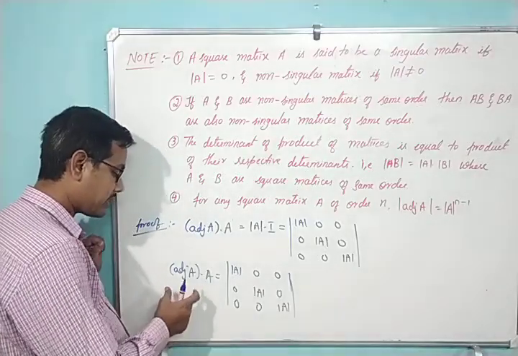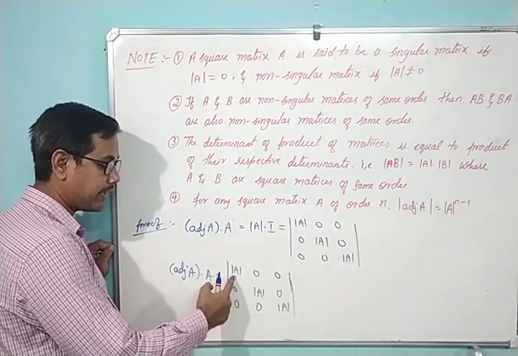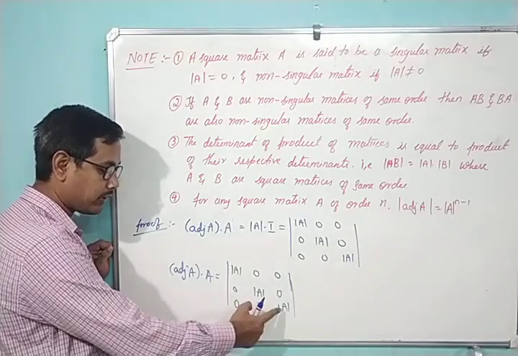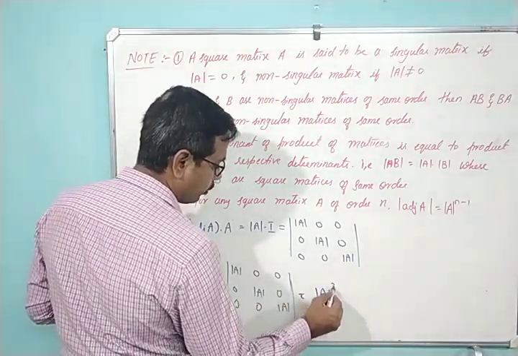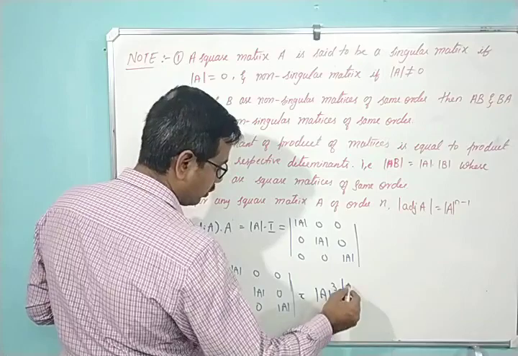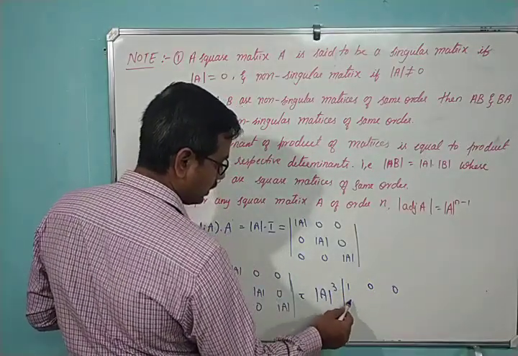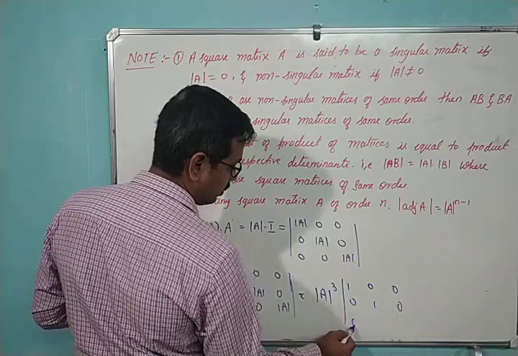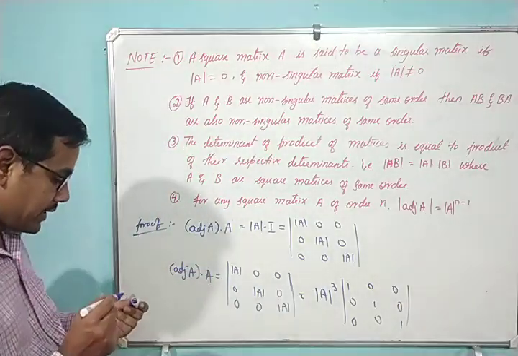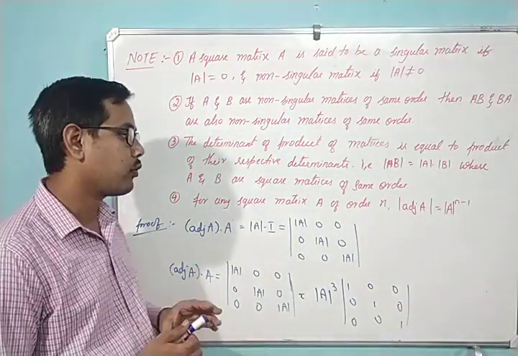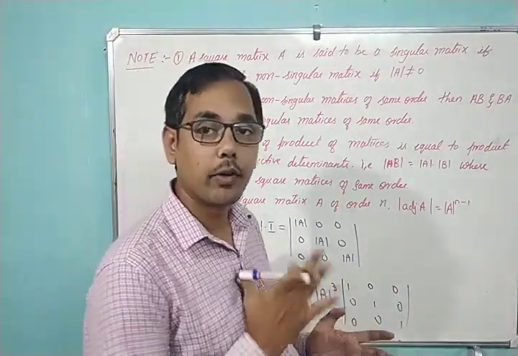So how we have to proceed is determinant of adjoint A into A. So this will come out, right? Determinant A can be taken out. So this can be written as determinant A whole cube into the matrix 1 0 0, 0 1 0, 0 0 1, right? So now pause the video and make a note of this.